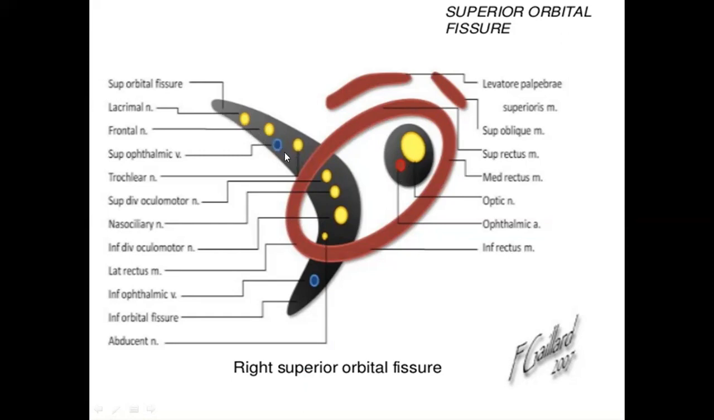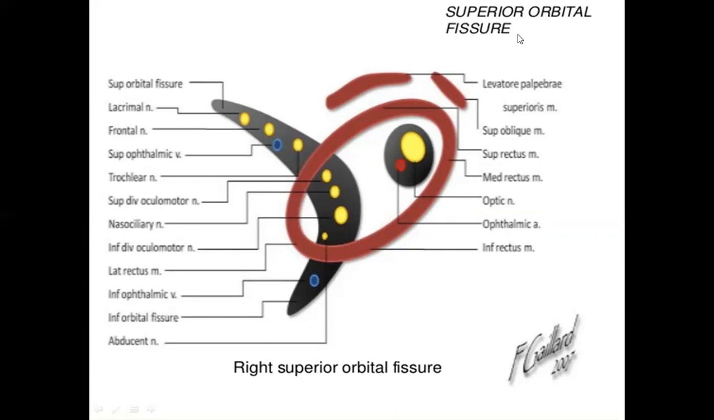through. Now what are the structures which are passing through the superior orbital fissure? Because of the common tendinous ring attachment, the superior orbital fissure is divided into three compartments: medial, intermediate, and lateral. The medial compartment allows the inferior ophthalmic vein to pass through. The intermediate compartment allows the upper and lower divisions of the oculomotor nerve, nasociliary nerve, and abducent nerve. And the lateral compartment allows the superior ophthalmic vein, trochlear nerve, frontal nerve, lacrimal nerve, and the recurrent meningeal branch of the ophthalmic artery. So these are the structures passing through the superior orbital fissure.